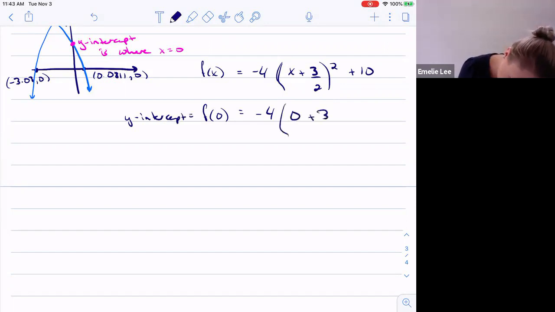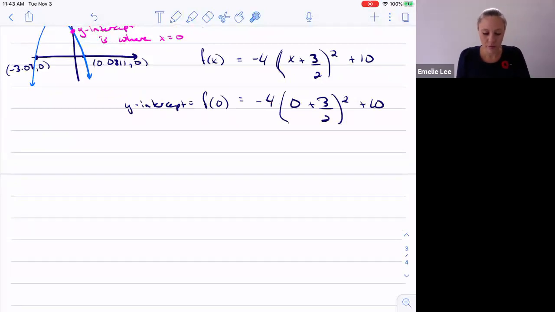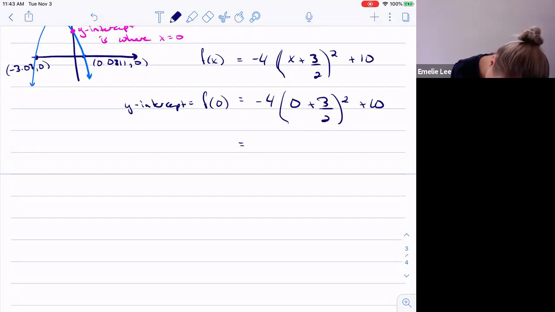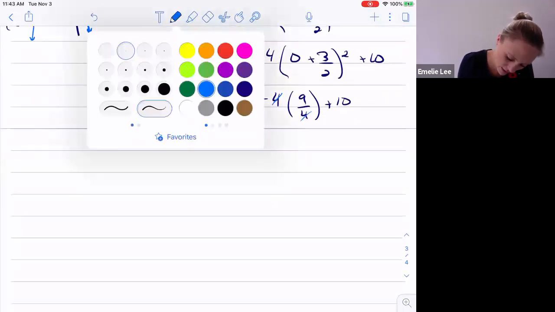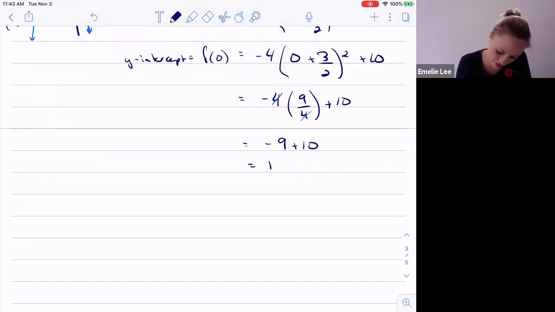Negative 4 times 0 plus 3 over 2 squared, plus 10. So I get negative 4 times 3 over 2 squared. 3 over 2 squared is 9 over 4, so I get negative 4 times 9 over 4 plus 10. Of course, the negative 4 and 4 are going to cancel to make negative 1. So I get negative 9 plus 10, which is just 1.